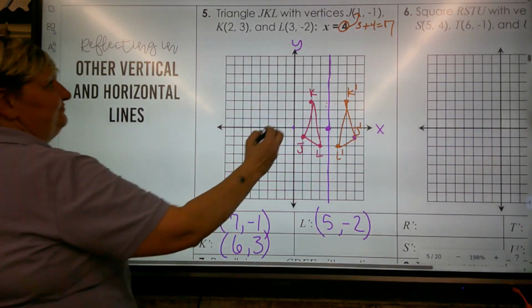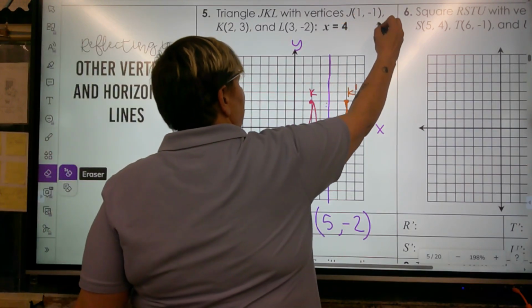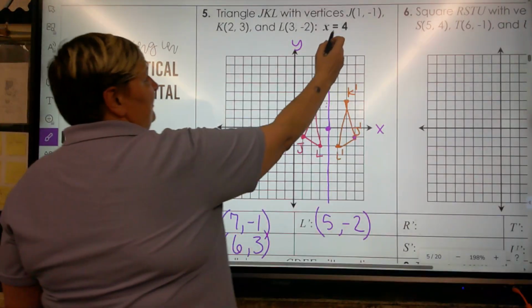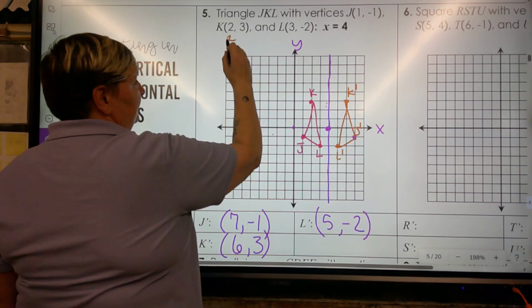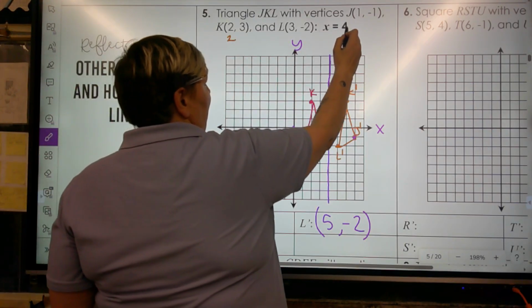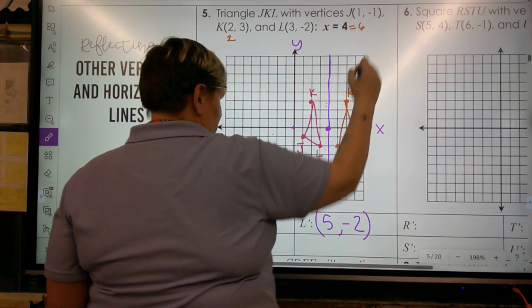Let me do that again, so you can see it again. All right, the distance between 4 and 2 is 2. 2 plus 4 is 6.